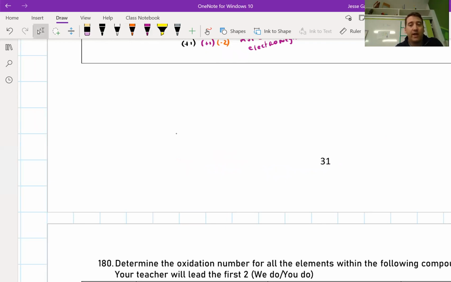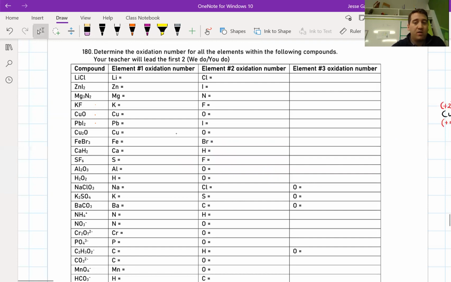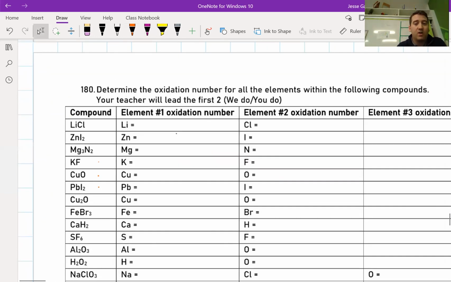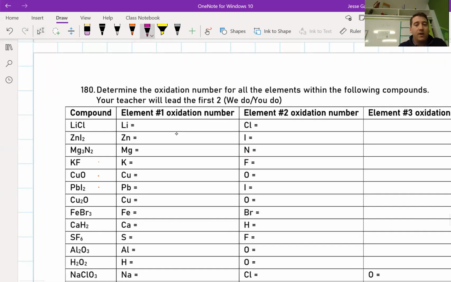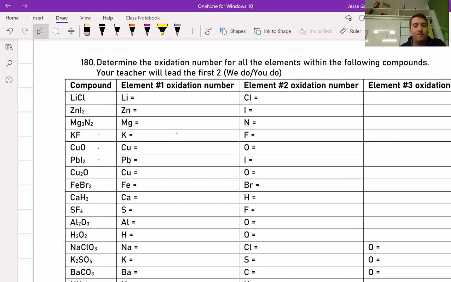It's the best way, and practice lots of examples. So what I'm going to do is give you a pretty big table of stuff that I want you to practice now. We're just going to do the first 2 for you, okay? So again, it says determine the oxidation number for all the elements in the following compounds, and your teacher is going to lead and do the first 2.